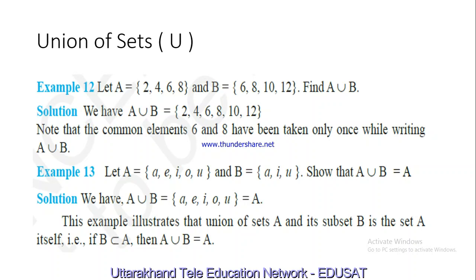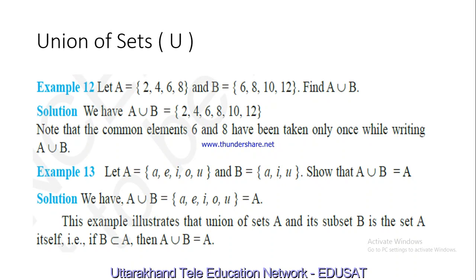Example number 3. A is a set of all the vowels and B is a set which has 3 elements A, I and U, and now you can show that A union B is equal to A. So A union B should have both the elements of A and B. So A union B becomes A, E, I, O, U. Now all these elements, since they are present in A also and all present in B, they are forming the set A union B.